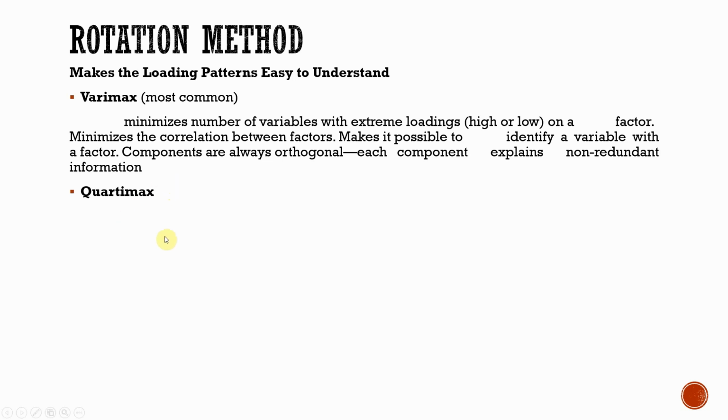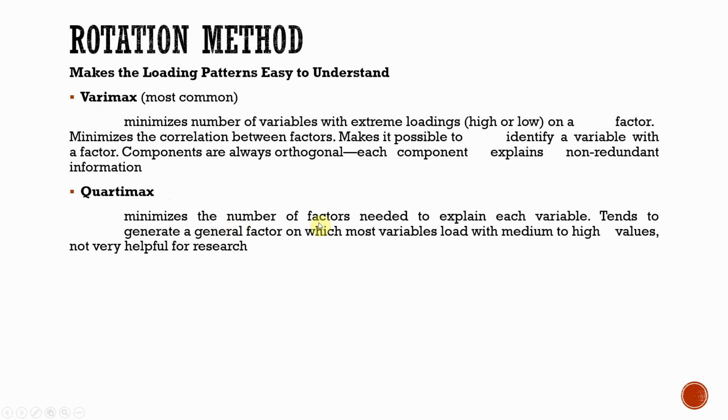The next is Quantimax. It minimizes the number of factors needed to explain each variable. It tends to generate a general factor on which most variables load with medium to high loadings. Now this is not very helpful in research because what we are interested in is identifying factors that actually lead to the explanation of the underlying construct.